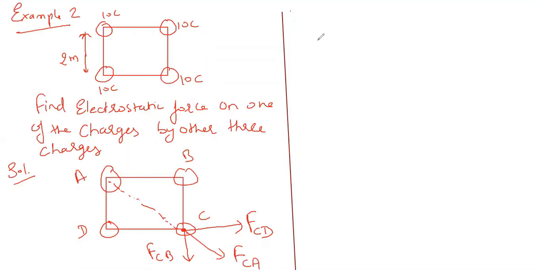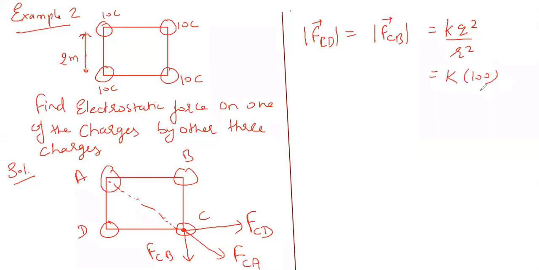Okay. So first of all, we can easily understand that magnitude of the vector FCD will be equal to magnitude of vector FCB, and its value will be equal to k, this is small k, q square, because each is having same charge q, and the distance between them, that is r square. If I solve this value, it will come out to be k, and 100 is 10 square, and 2 square will be 4. So it is coming out to be 100k by 4.